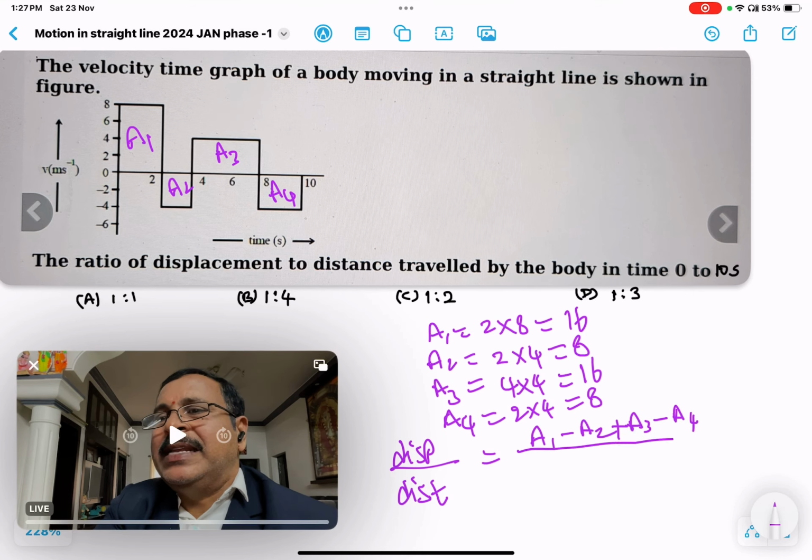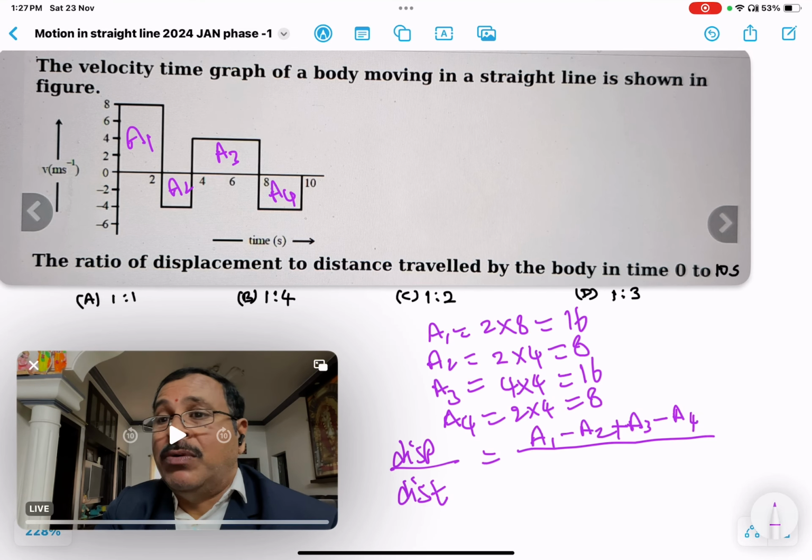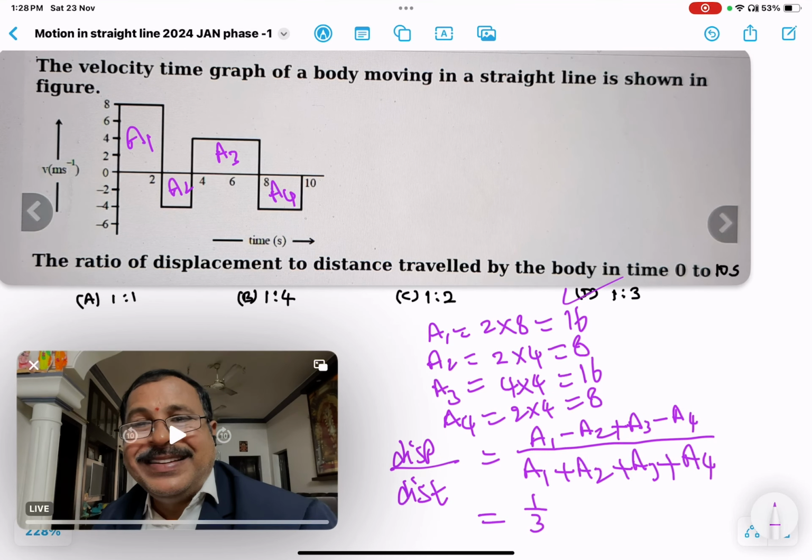But distance is a scalar quantity. Irrespective of the directions and sign conventions, we should always add all those areas, so it is the sum of all areas: A1 plus A2 plus A3 plus A4. My dear students, if you do the calculation, you will get 1 by 3. So 1 is to 3 is the correct answer.